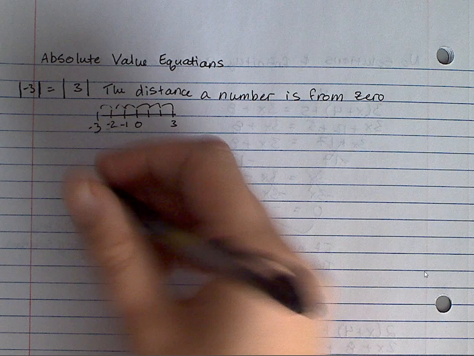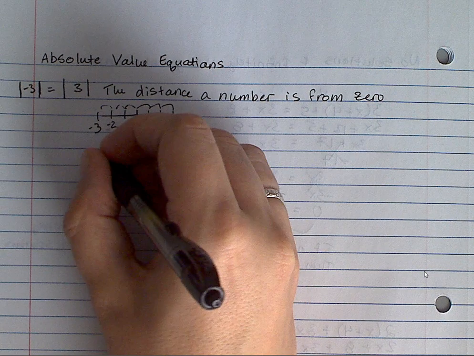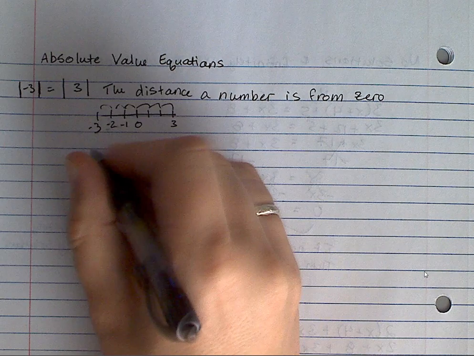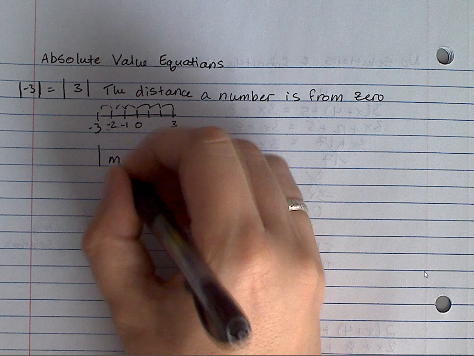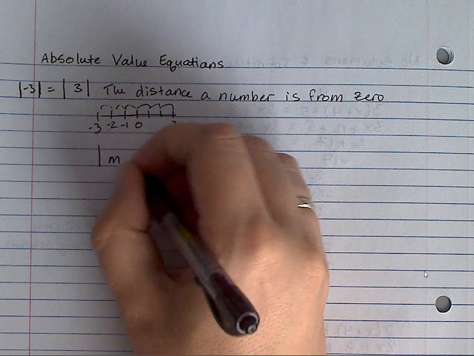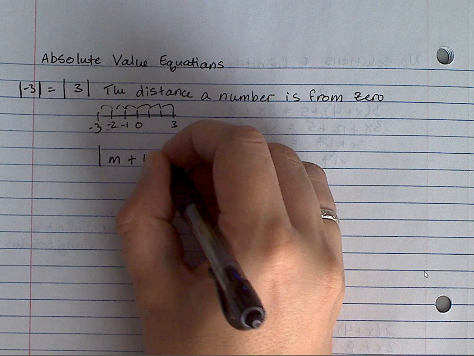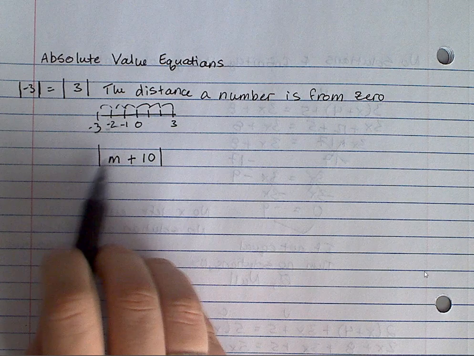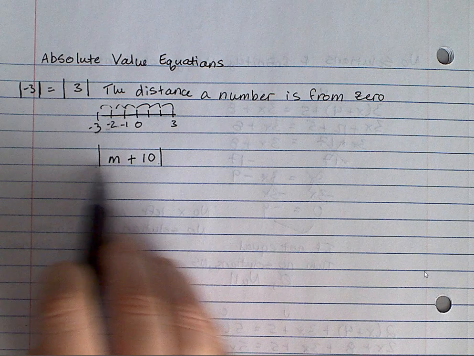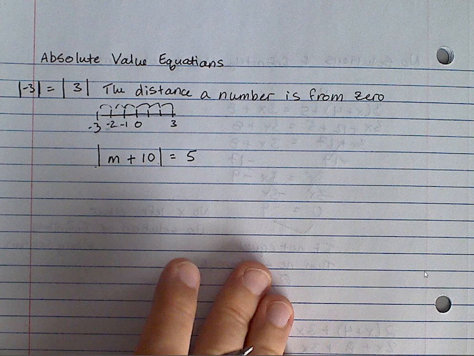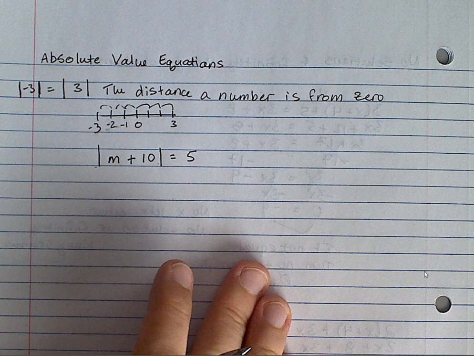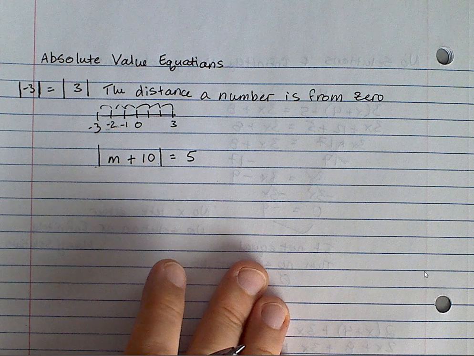So here's what we're going to do. I'll show you what an absolute value equation looks like first. We're going to do the absolute value of m plus 10, using m as our variable today, close absolute value, so these up and down braces are absolute value, is equal to 5. Now, here's how you would solve a problem like this.